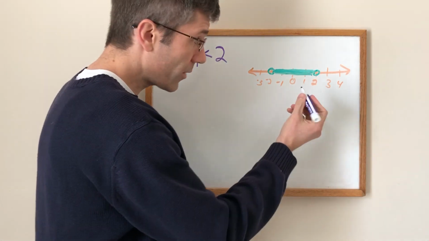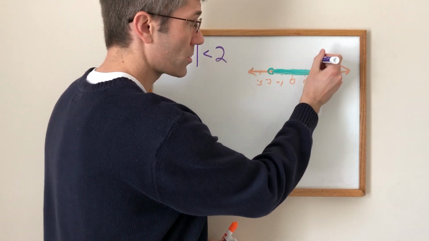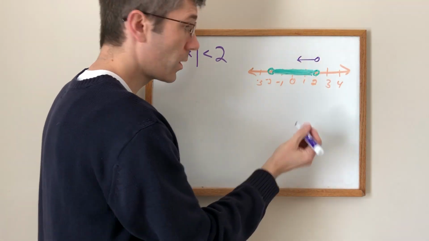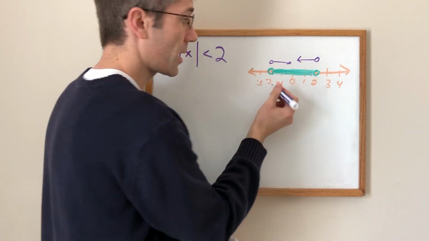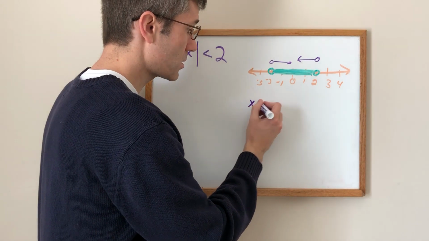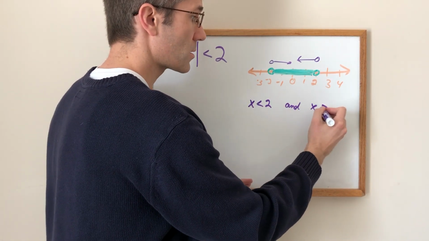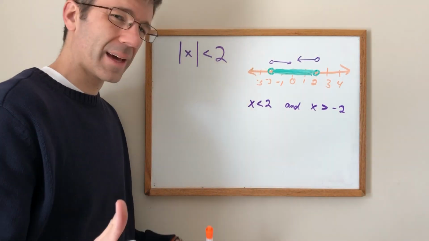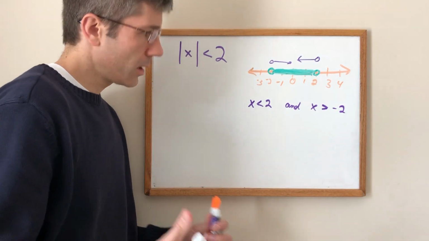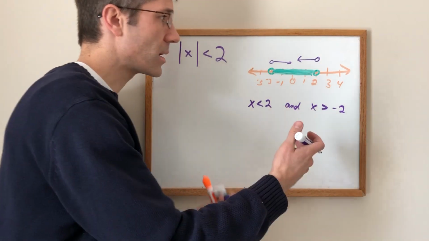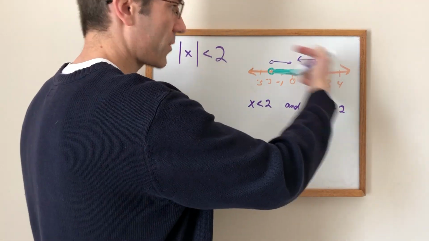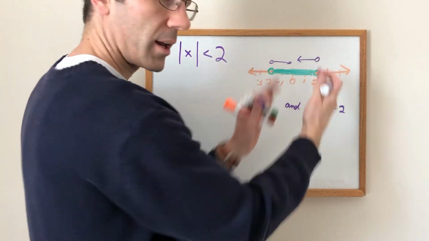So, what I've graphed is all the values of x that are less than 2 that are also greater than negative 2. So, I'm going to write that. X is less than 2, and x is greater than negative 2. And actually, the word and is really important here in this solution, because and means it's where they intersect. So if I graphed all these and all these, then they would have met right here in the middle.